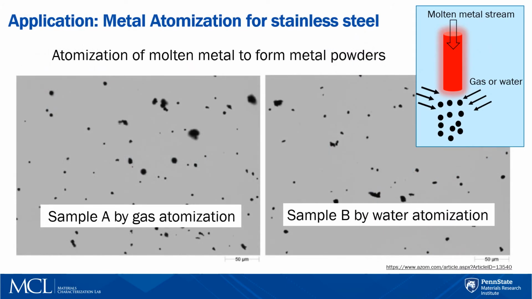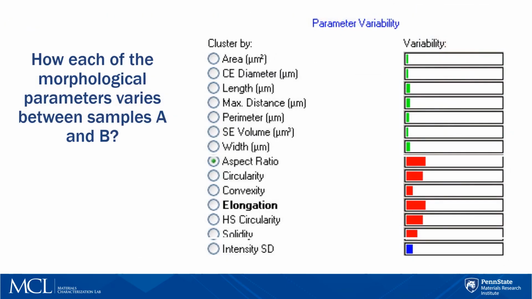To give an example of how to use the data obtained by automated imaging, I want to illustrate the following study, which focused on the comparison of two stainless steel metal powders obtained by an atomization process. Atomization is a process of formation of metal particles from molten metal using a spray of either liquid or gas. Sample A was prepared by gas atomization, sample B was prepared by water atomization. Both samples have the same size distribution.